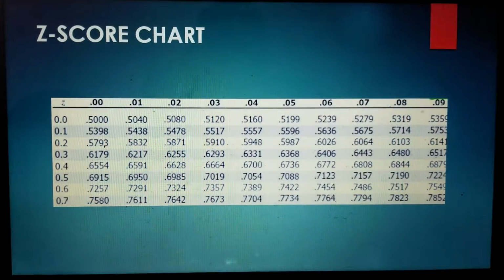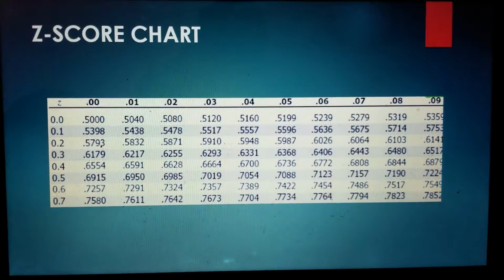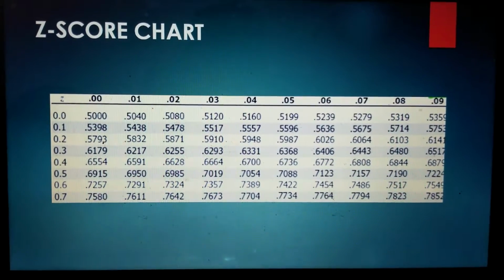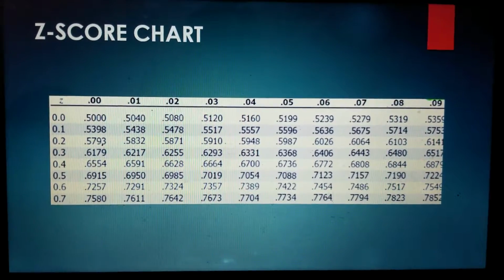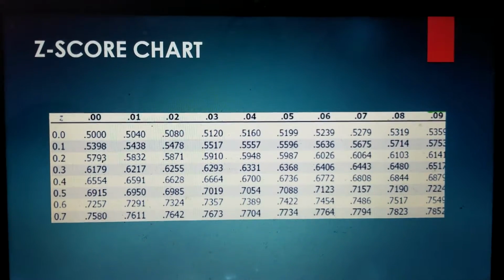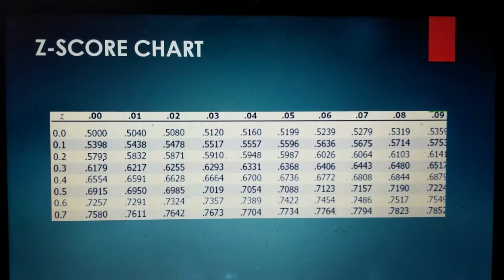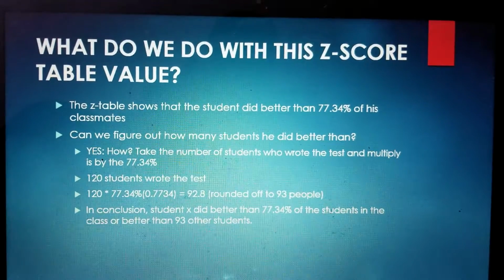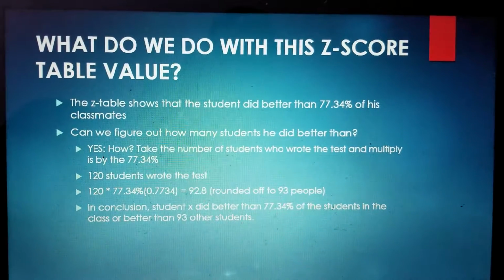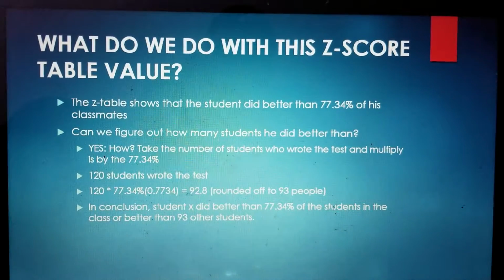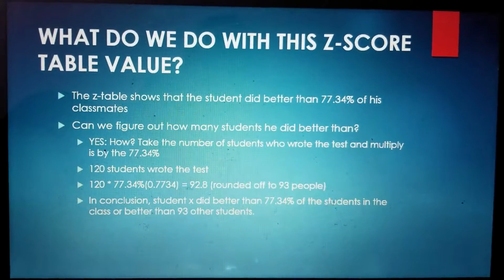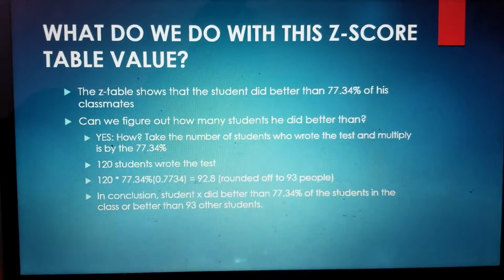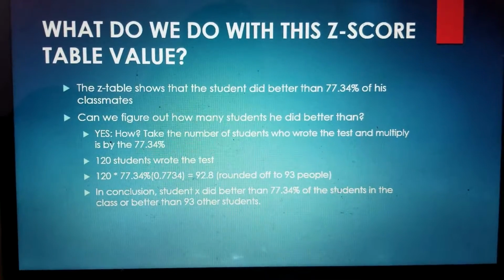Well, what we do is we take it over to our Z-score chart and we find where they intersect. So we had a score that takes us to 0.75, which takes us to 0.7734. So what does this mean? What does the 0.7734 mean exactly? It shows us that the student did better than 77.34% of his classmates.